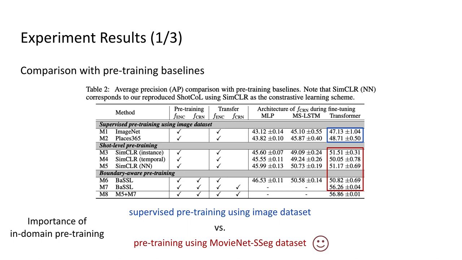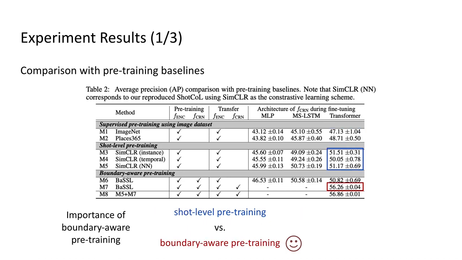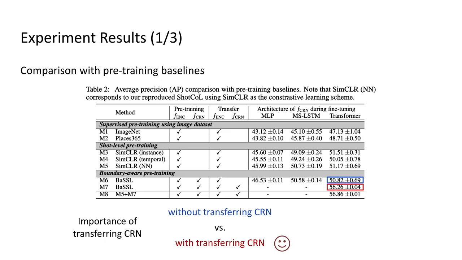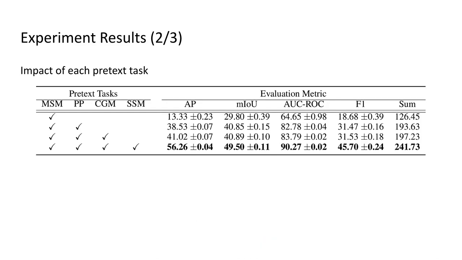Second, in-domain representation learning is very important. When you pre-train a model using only image-level labels or place information, it brings worse performance due to the domain gap. Third, while pre-training is itself effective, it turns out that boundary-aware pre-training is more effective than shard-level pre-training. This indicates the importance of learning contextual relations between shards by maximizing intra-scene similarity and inter-scene discrimination through pseudo-boundary discovery. Finally, pre-training and transferring the contextual relation network is also important, as it is in charge of modeling contextual relations between shards.